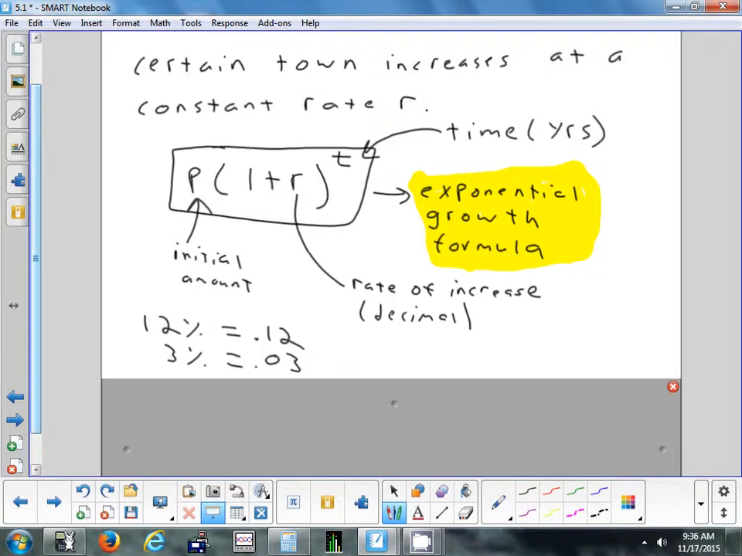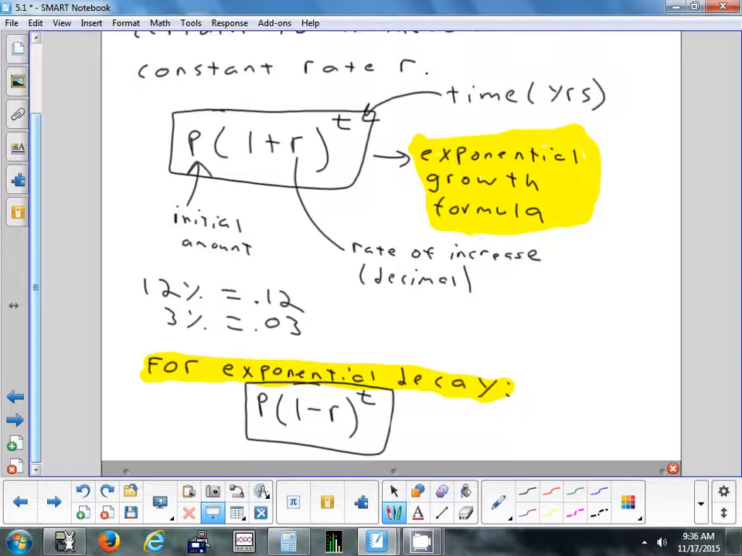And it turns out to get exponential decay, you just have to change one thing in the formula. Instead of 1 plus r, it's going to be 1 minus r. All the letters stand for the same things. So if you said we had 50,000 acres of forest, and each year they cut down 2%, how many acres will be left after 5 years? That's a decay problem. And if they keep cutting down the same percent of trees every year, it's an exponential decay, meaning it's going to drop very quickly.